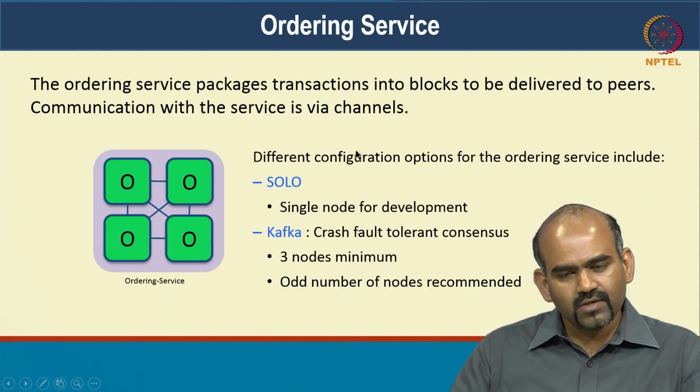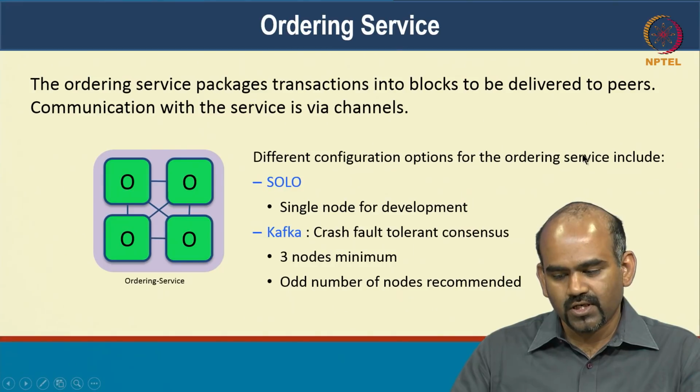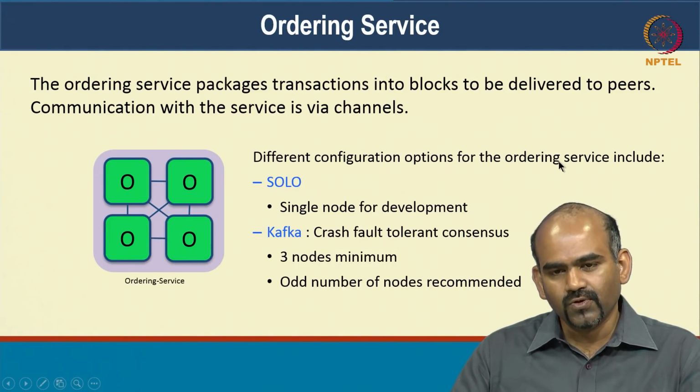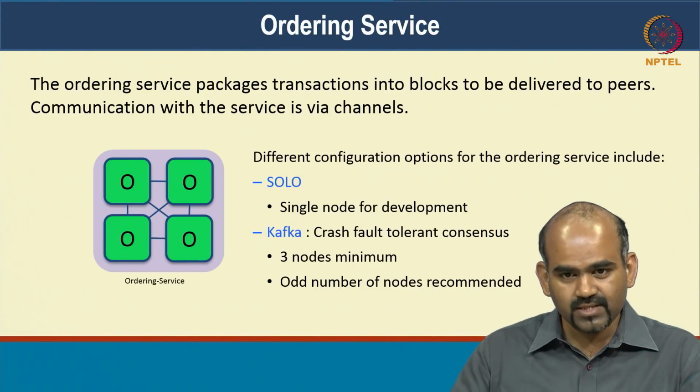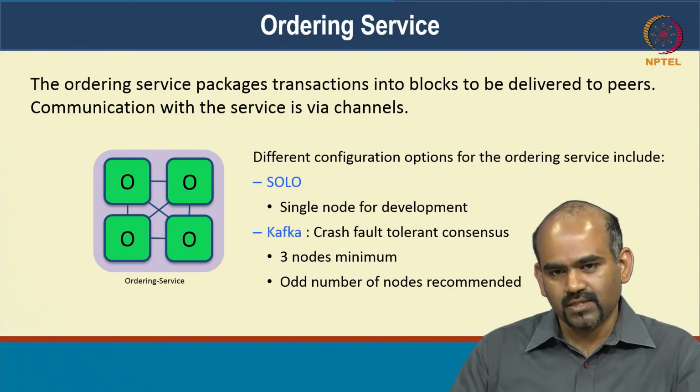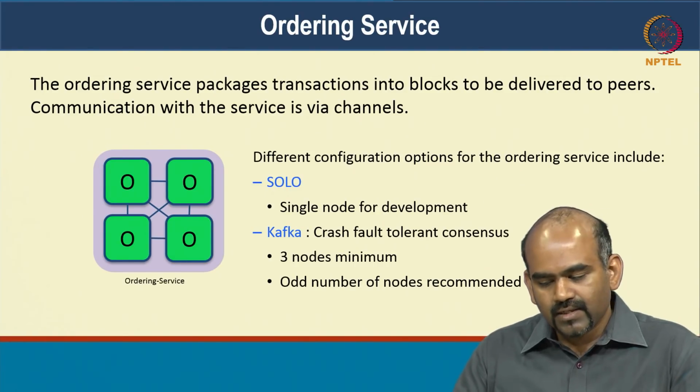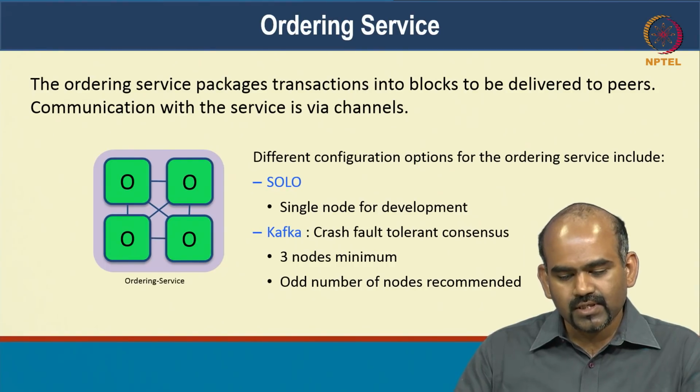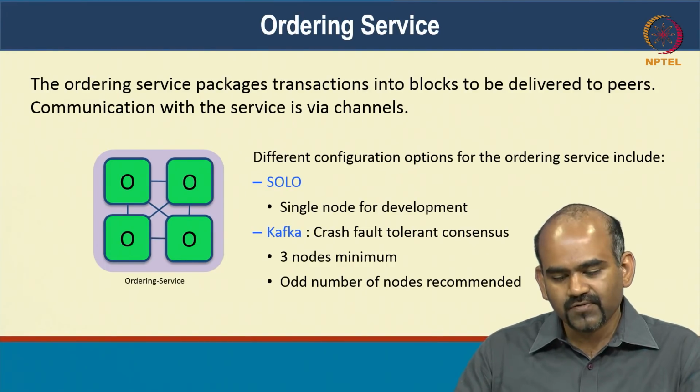There are different configuration options possible for the ordering service, and the ordering service needs to be set up before you set up the blockchain itself. Right? So the ordering service and the details of its configuration have to be included in the Genesis block of the blockchain. And there are two ordering services that are implemented today in Hyperledger Fabric.